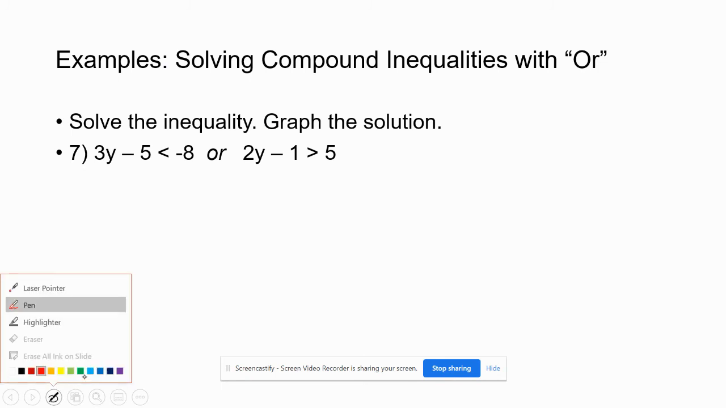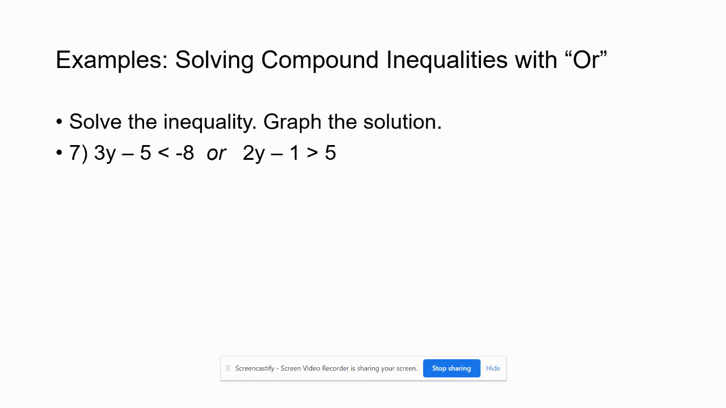Now for an OR problem. An OR problem is going to work very similar to what we just did on the other page. The only difference is in the answer. So I have 2 separate problems. I'm going to start with solving on the left side. Add 5 to both sides. 3y, that adds to 0. -8 plus 5 is -3. Last step is to divide by 3 on both sides.